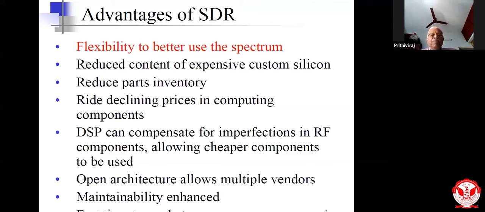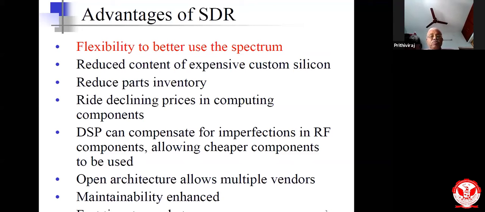Okay. Then, thanks to this SDR concept, because silicon resource has become very, very expensive, thanks to the advent of SDR now, we are able to have reduced content of expensive custom silicon. And the third point would be reduced parts inventory. And the fourth one would be the rapidly declining prices in computing components, which is something we embrace because of the great advancements which have been happening in computer technology.